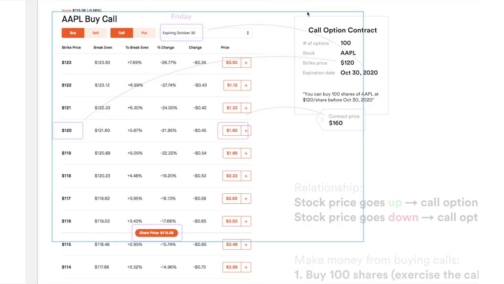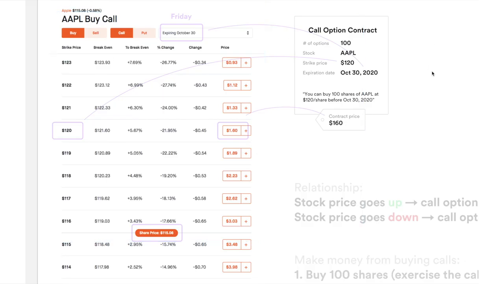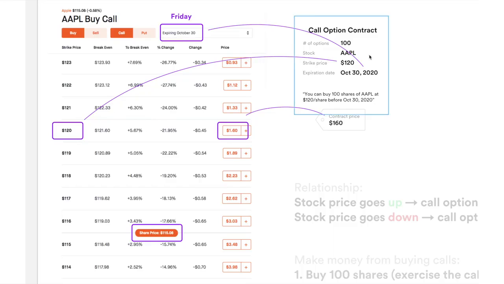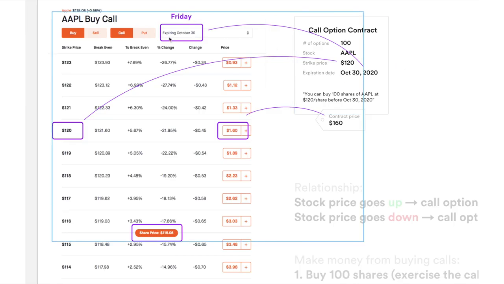So I've taken a screenshot earlier, which is almost the same thing as what we just saw. And you can see how this call option contract will match the information on the Robinhood UI, right? You can see the strike price, 120, okay, it's 120 strike price. Expiration date is October 30th, which is typically a Friday. And then the contract price will be 160.